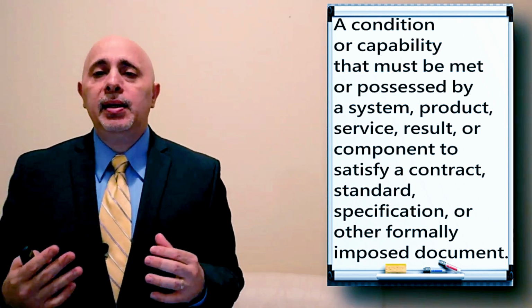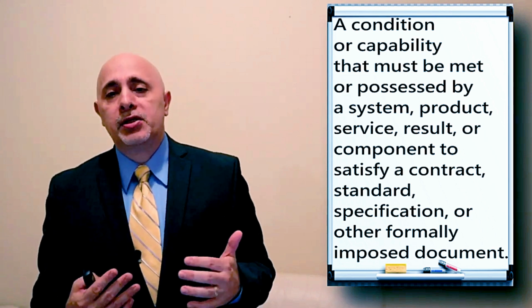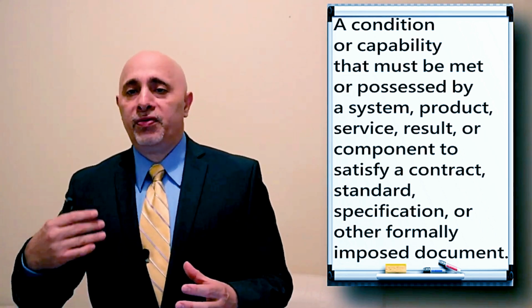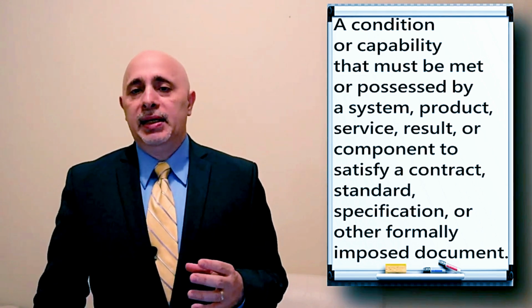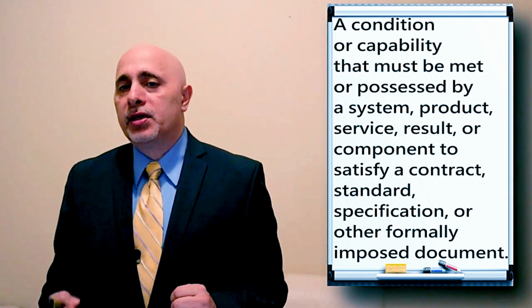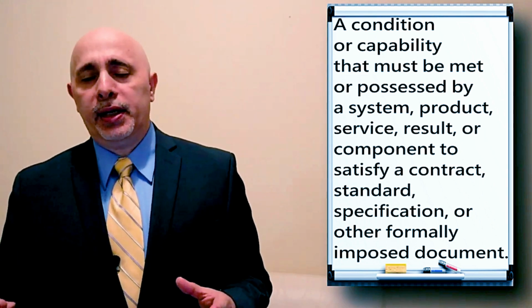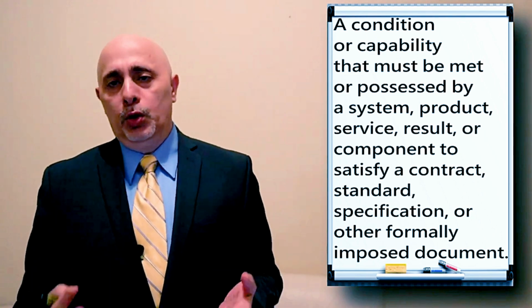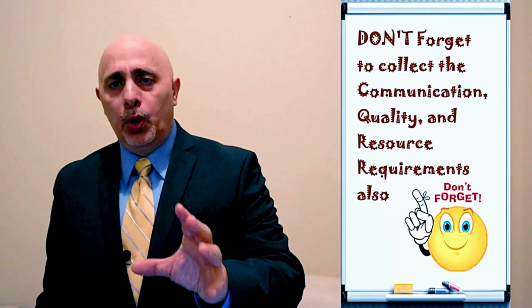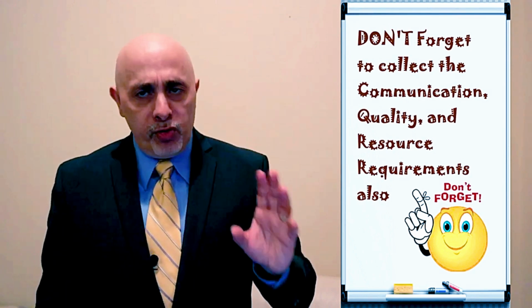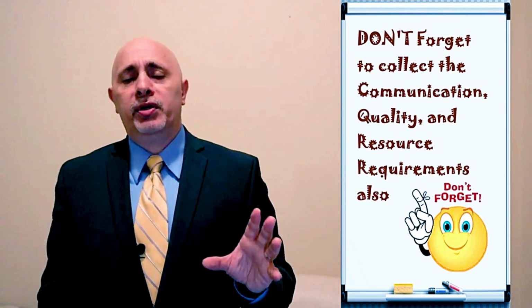The capability requirements are the ones that talk about what the product does, right? So does it go 500 rotations per minute? Is it 8 feet tall? Is it made out of plastic? These are the descriptive items of your final product. So you want the conditions and you want the capabilities, and these will be your requirements. Make sure you include quality and safety requirements and communication requirements and resource requirements. These are all part of the requirements.